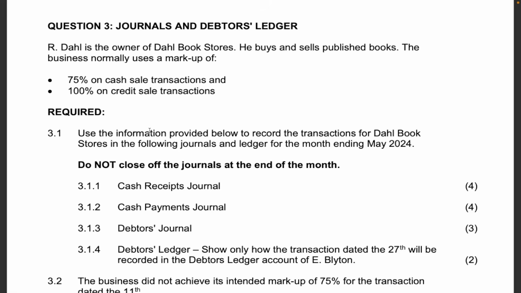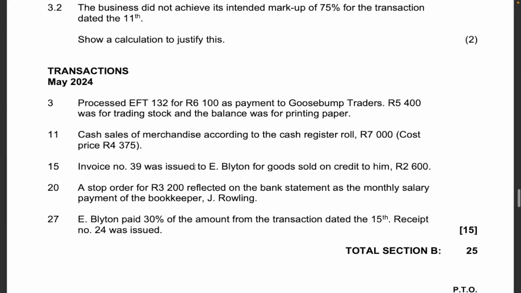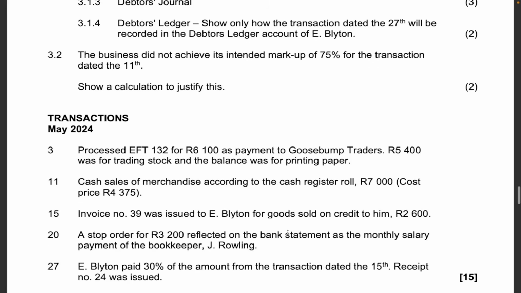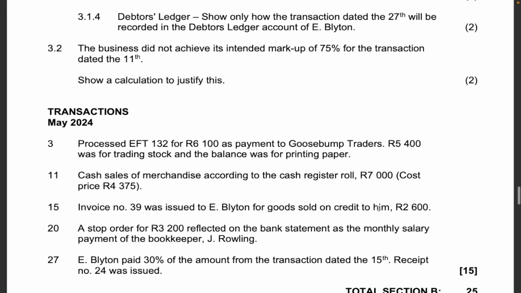That's clear enough. So in this case, is the credit sale? Of course it is. That's why we're putting in the debtors journal. And we're told specifically here that goods sold on credit to him. And so we're charging 100%. And so if we are told here that we sold goods to him and the invoice amount was 2,600, that means the 100% is already charged. And so how much is the 100%?